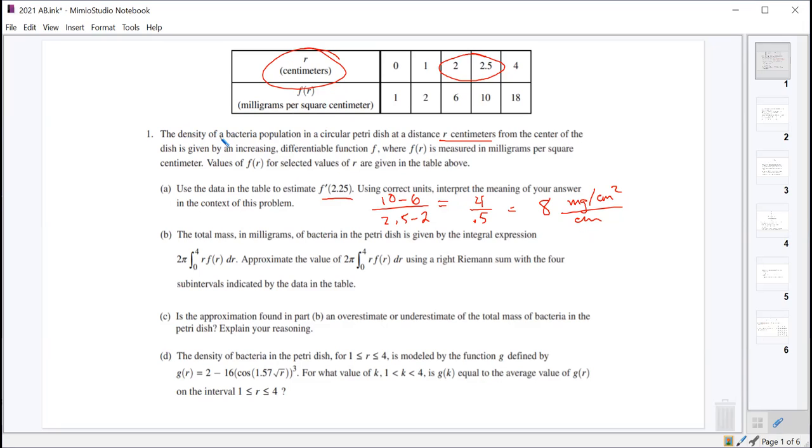The milligrams per square centimeter is representative of the density. So we would say that the value, you could say however you want, the density or the value of F of R is increasing at a rate of 8 or something like that. You'd say that the density is increasing at a rate of 8. That's probably good.